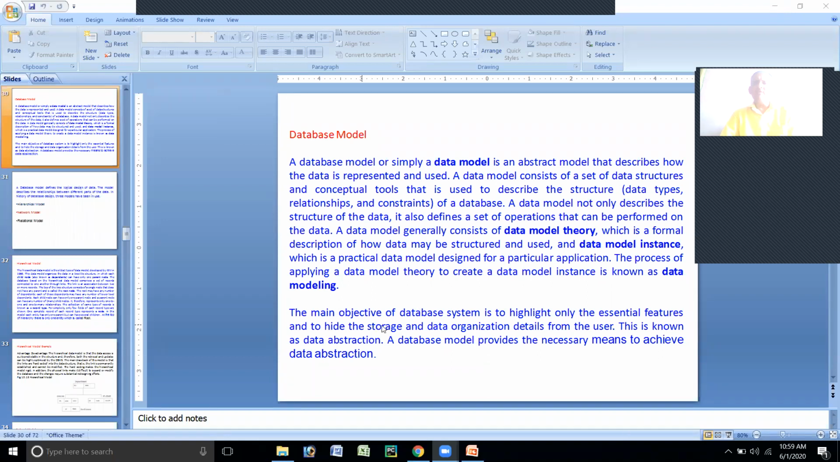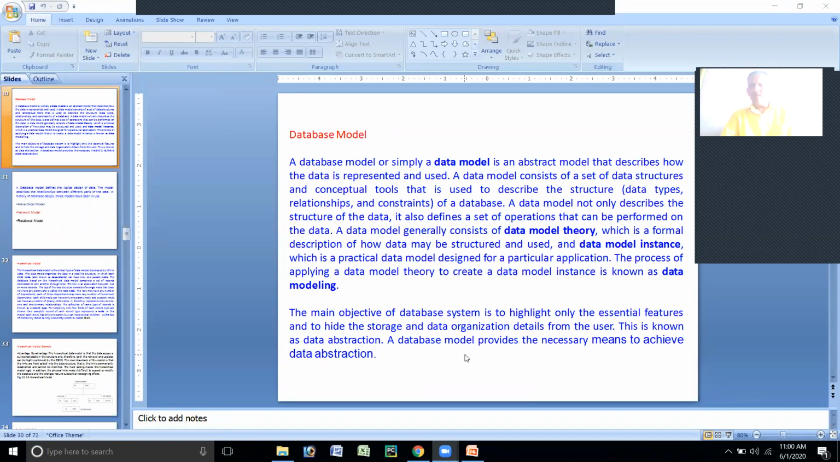The main objective of a database system is to highlight only the essential features and to hide the storage and data organization details from the users. This is known as data abstraction. That's why in the first point we use the term abstract model. A data model is an abstract model. It means something is hidden from the user, that is, the storage and organization details of data. That we are calling data abstraction.